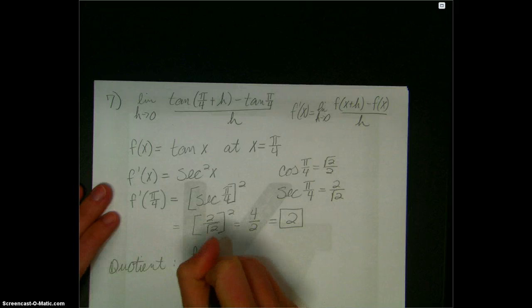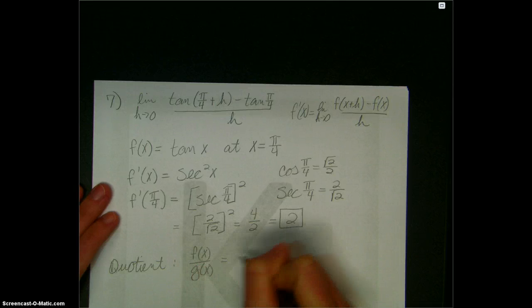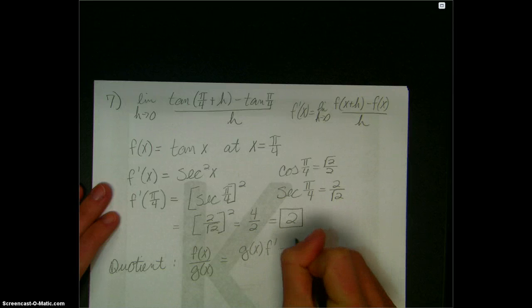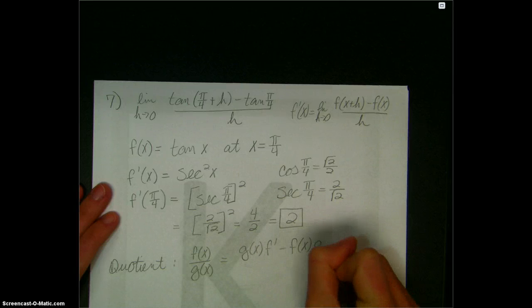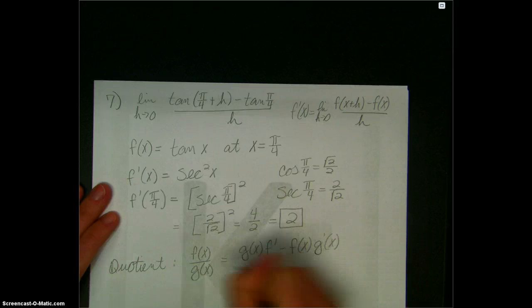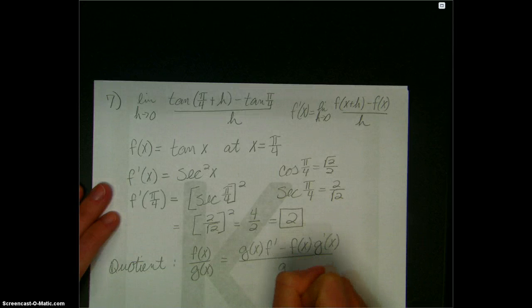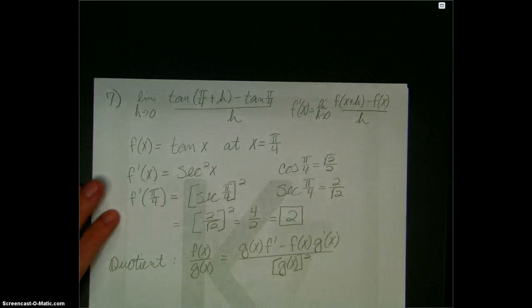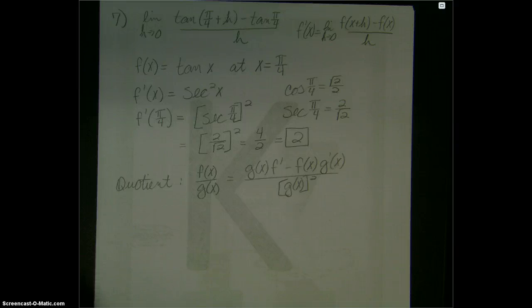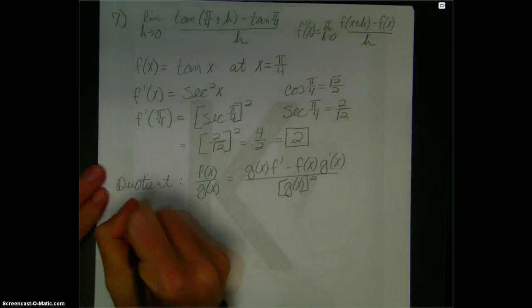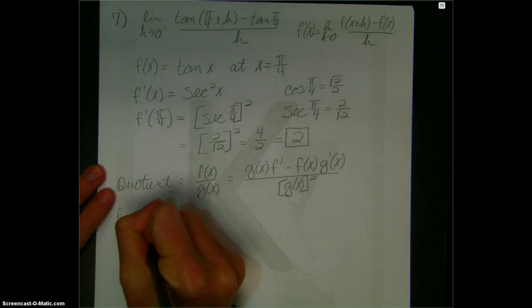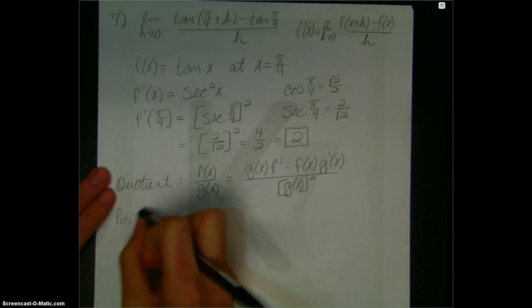But if we're dividing f of x by g of x, then my formula for the quotient rule is g f prime minus f g prime, all over g squared. Okay, and with the quotient rule, it's very important that it does go in that order. If you're working with a product rule, it's not so important that it go in that order.